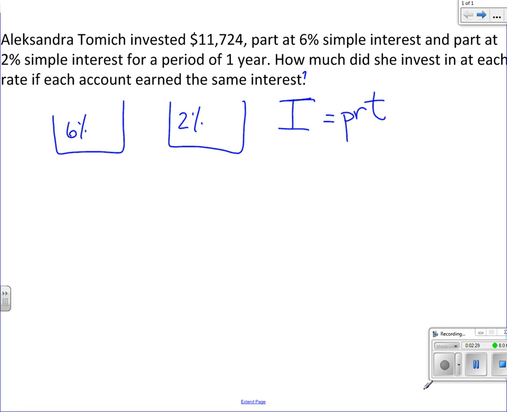What percent is the first account? 6%. What percent is the second account? It's 2%. That's what these are, the R's. This R is 6%. This R is 2%. So maybe set up a table. We'll call this account 1. We'll call this account 2.